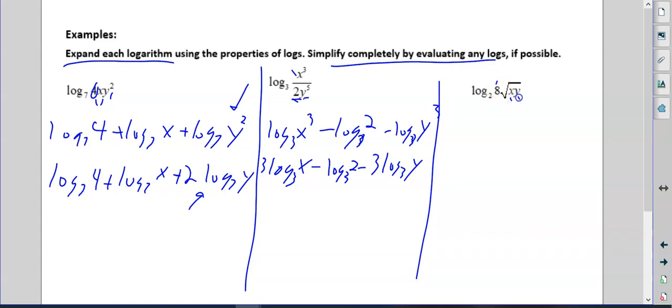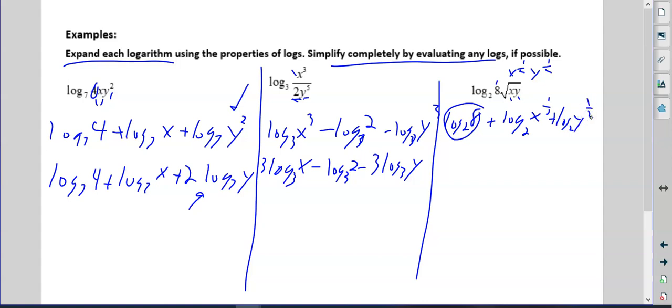So here we have 1, 2, 3 things. Remember, this is really x to the 1/2, y to the 1/2, square root of x, square root of y. So we have 3 items. We're going to write log 2 3 times. Log 2 of 8, that's a special one, plus log 2 of x to the 1/2, plus log 2 of y to the 1/2.